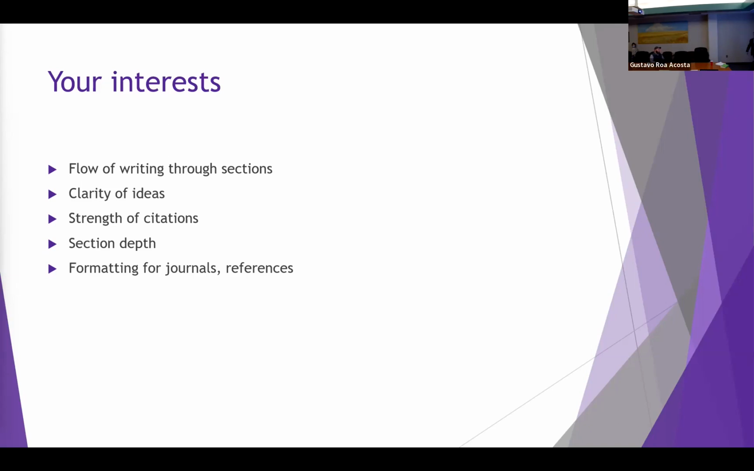And then these other three. This idea of strength of citations, I want to pick apart. I've got a couple of different approaches relative to what strength of citations can be and can mean. Then depth of sections: how rich and how detailed do you go into sections relative to papers? And then there was a general category relative to formatting with respect to journals and reference citations and some of those things.